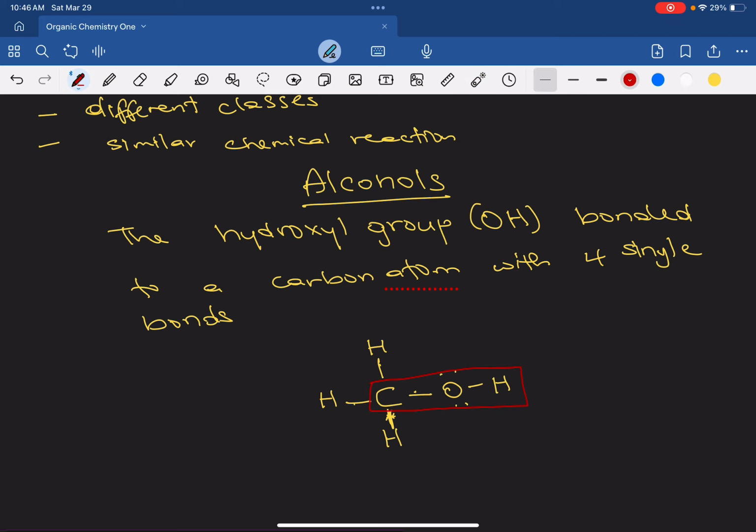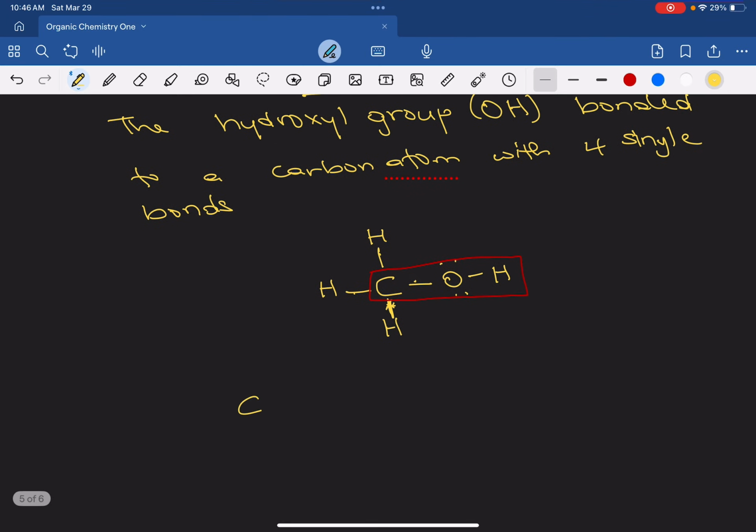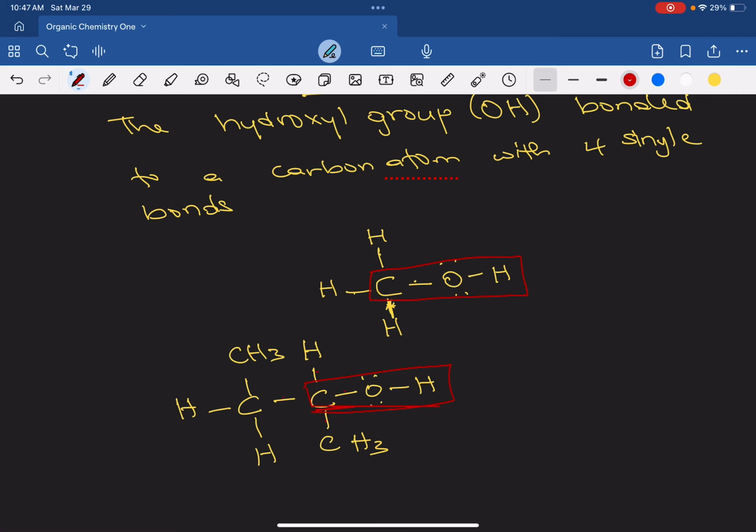Let's look at another example. So another example of an alcohol, let's say we have C. So here's the key again. Let's find our carbon bonded to our hydroxyl group, right? Then make sure that that carbon has single bonds. So this is also an example of an alcohol.